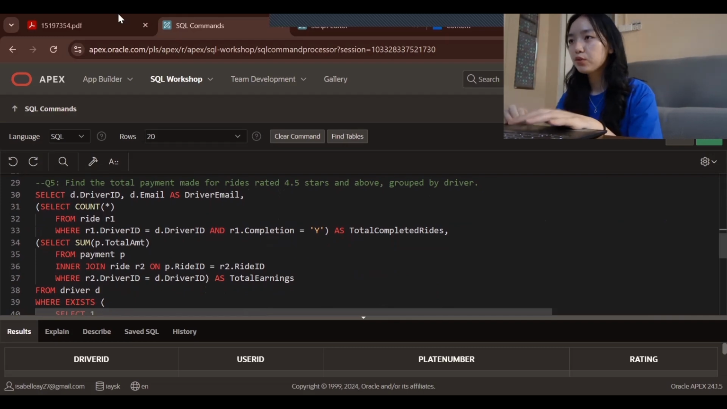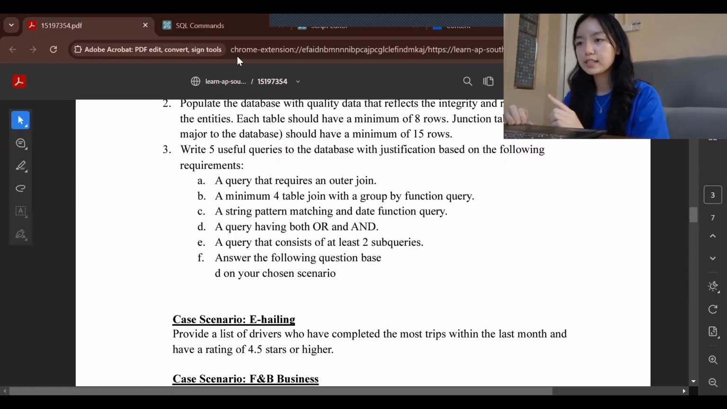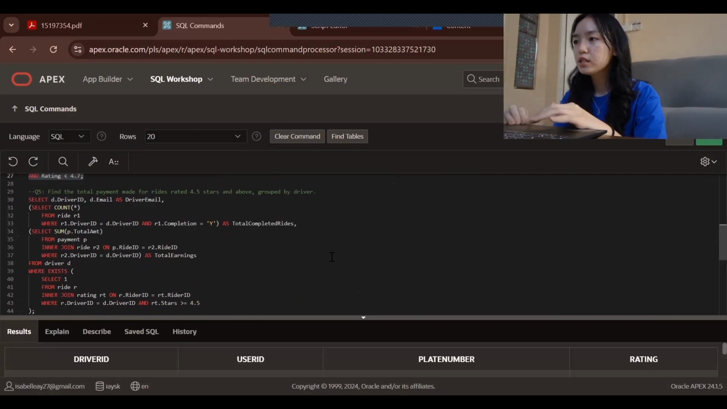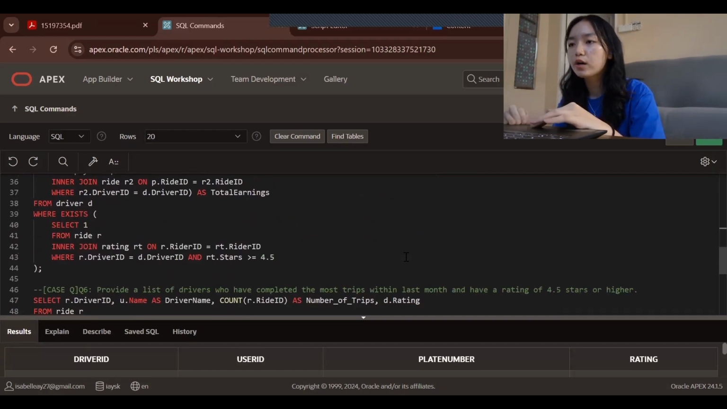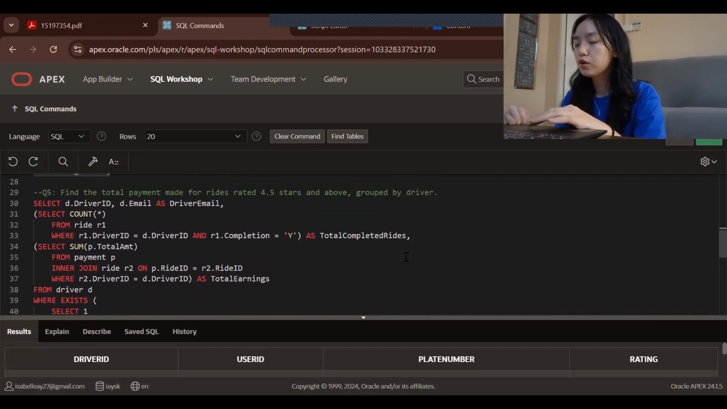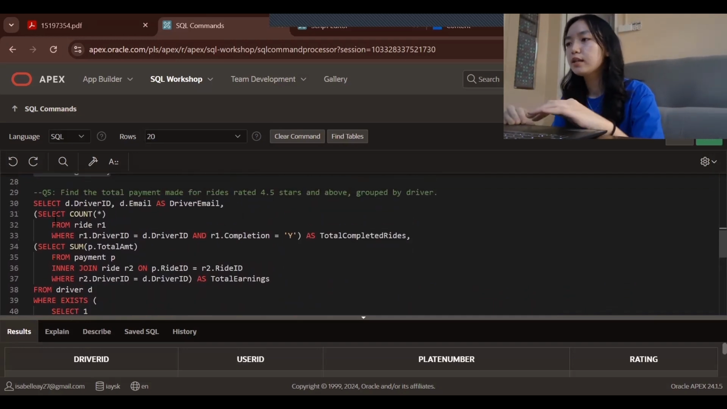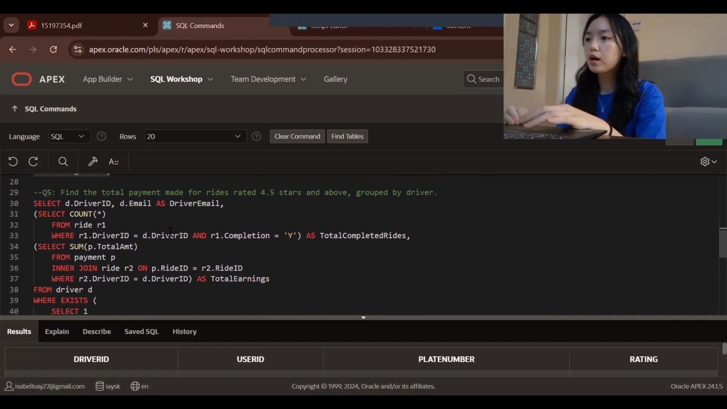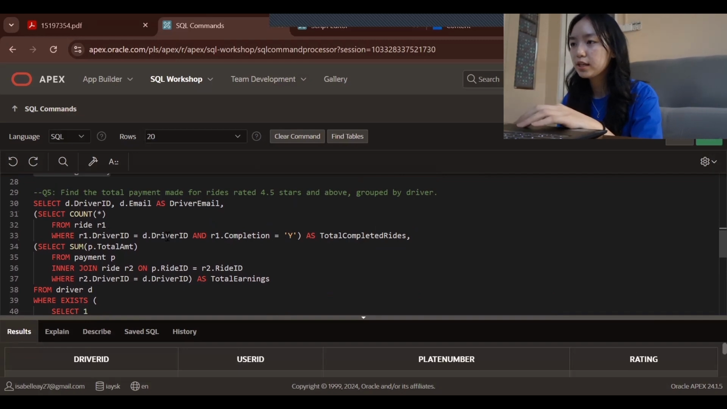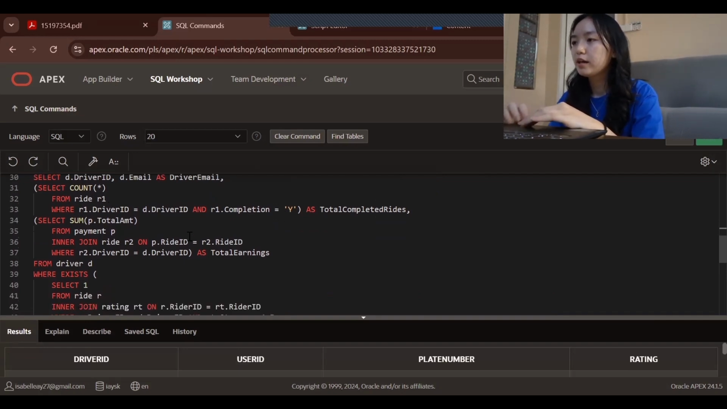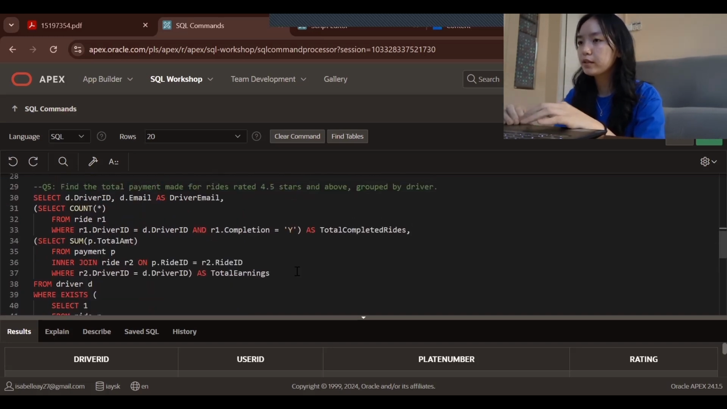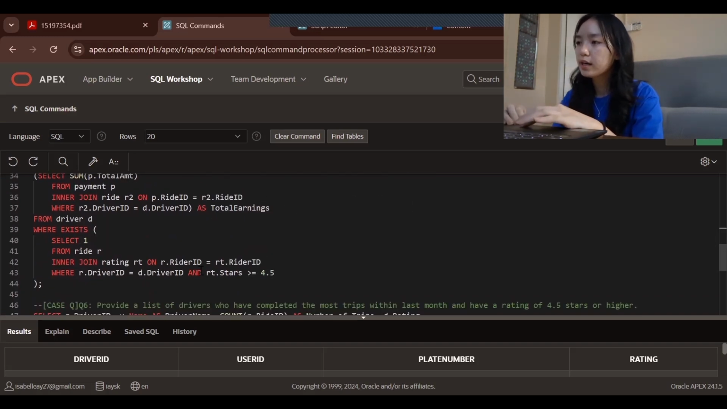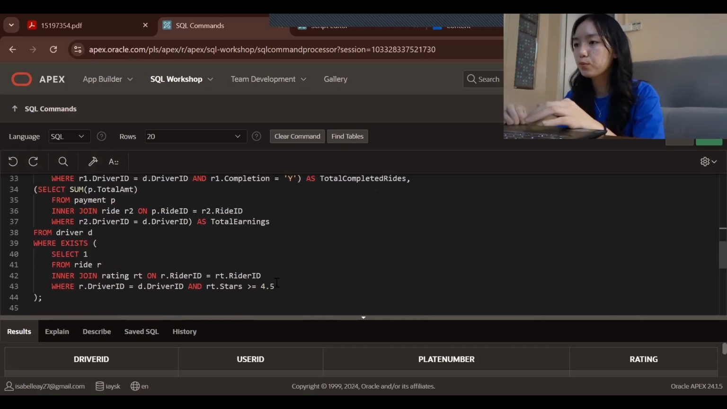Right, so question number 5, the requirement was to have at least 2 subqueries. For this, we wrote a query to find the total payment made for rides rated 4.5 stars and above, grouped by the driver. In this, we have not 2 but 3 subqueries. The first subquery is this SELECT COUNT, which is for calculating the number of total completed rides. The checker that we used was completion equals Y. The second subquery is SUM total amount to find the total payment, or the total earnings. And the final subquery is for the rating section, where it is rated 4.5 stars and above.